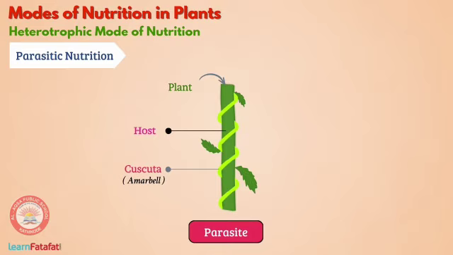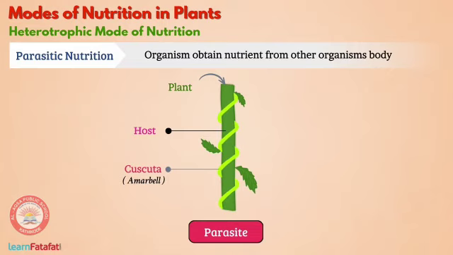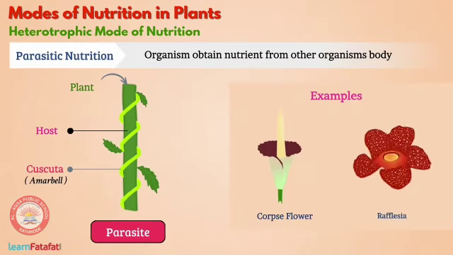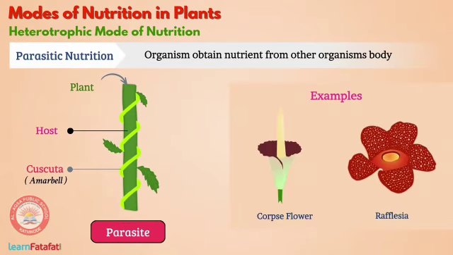Such mode of nutrition in which the organism depends on other organisms for their nutrients and deprives the host of valuable nutrients is called parasitic mode of nutrition. Examples: copse flower, Rafflesia, etc.